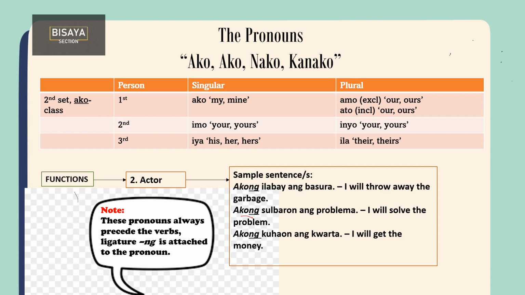Akong sulbaron ang problema. I will solve the problem. Akong kuhaon ang kwarta. I will get the money. Notice that the pronoun is at the front of the verb. So it's mentioned first, then the verb thereafter. These are verbs. Labay is throw, sulbaron is solve, and kuhaon is get.